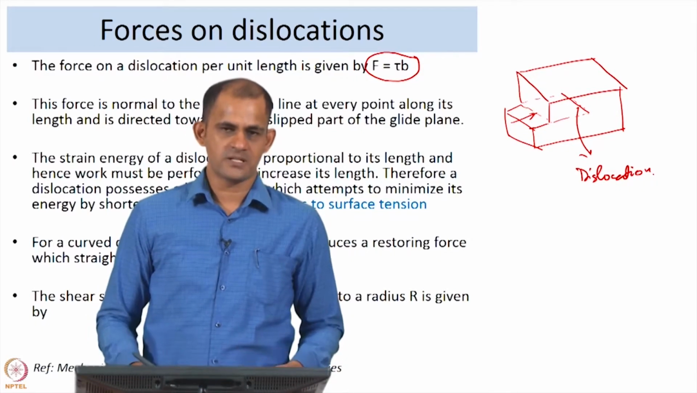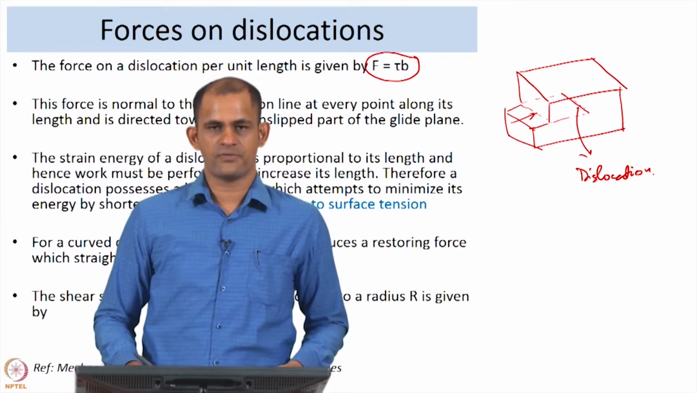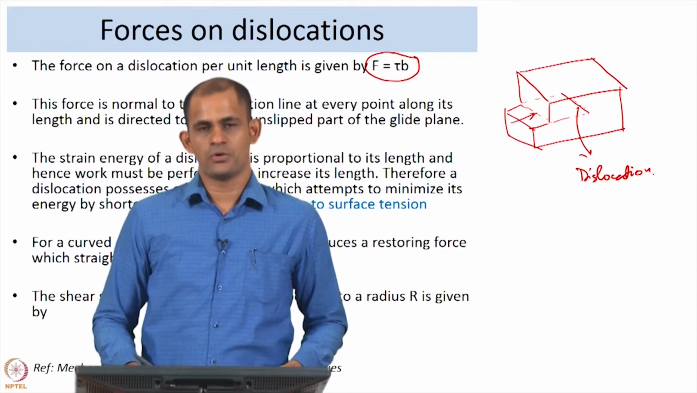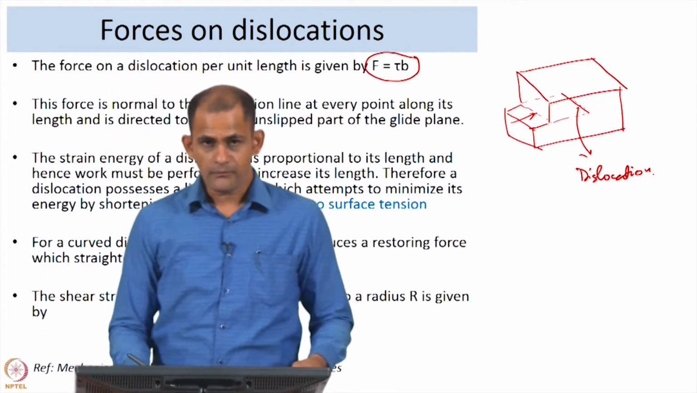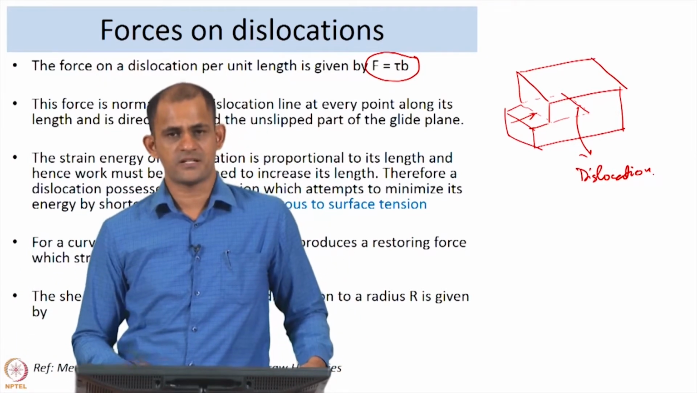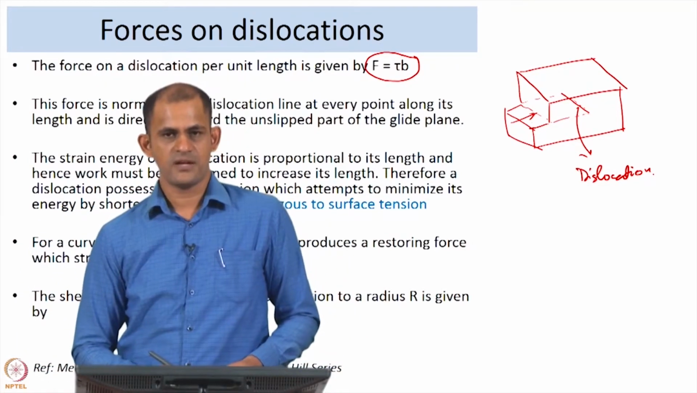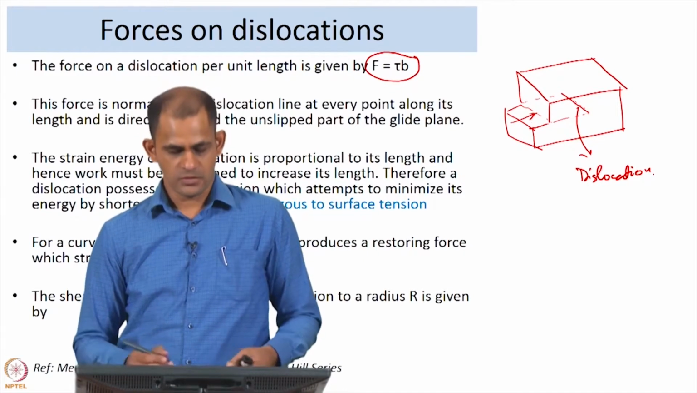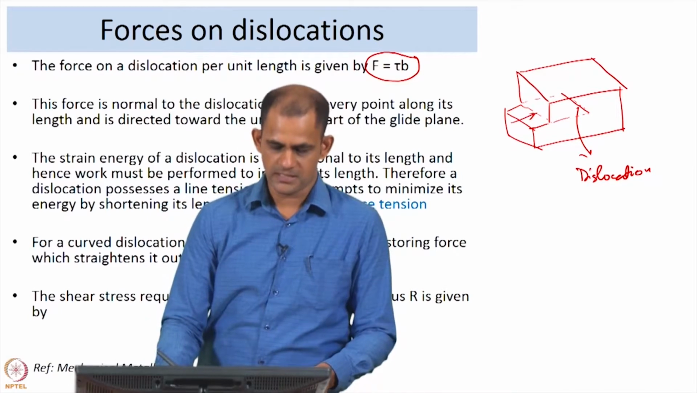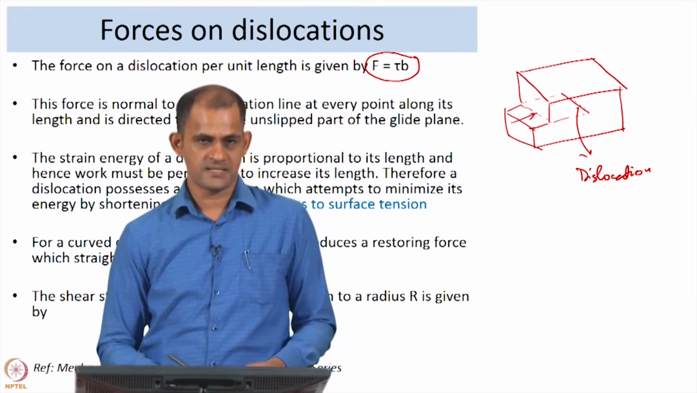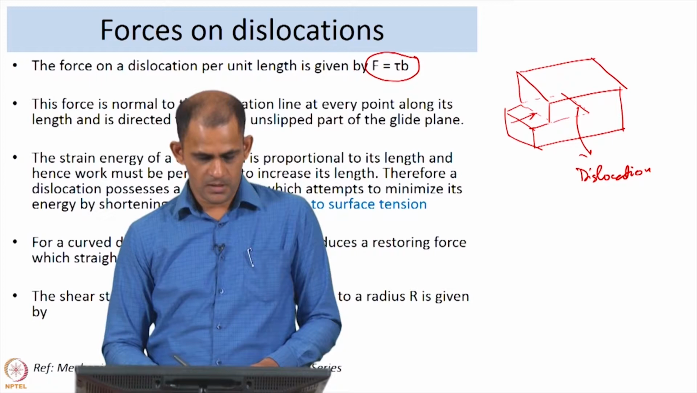And in terms of concept, this is very similar to that of surface tension. We know a system always tries to reduce its surface energy, and the reduction of surface energy is brought about by the presence of a surface tension. So, the same concept works here. The dislocation wants to reduce its length and minimize its energy in the process.